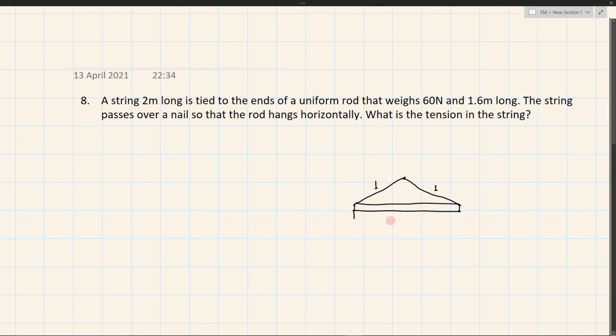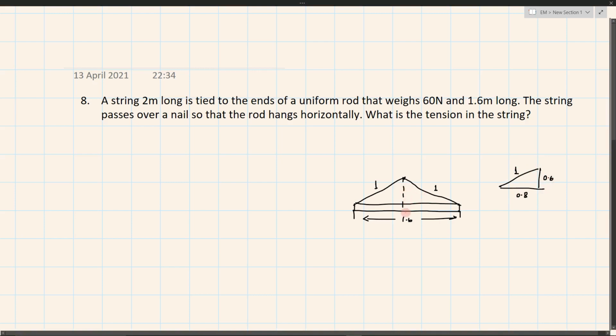So the length of the rod is given as 1.6. So if I take this half of the triangle, which gives me the Pythagorean triplet 1, 0.8 and 0.6. Because of the isosceles triangle, the base would be the half here. So this is 90 degree. So we know that.